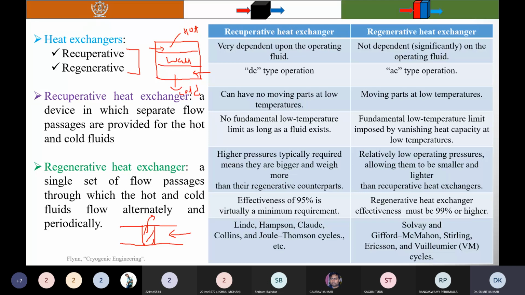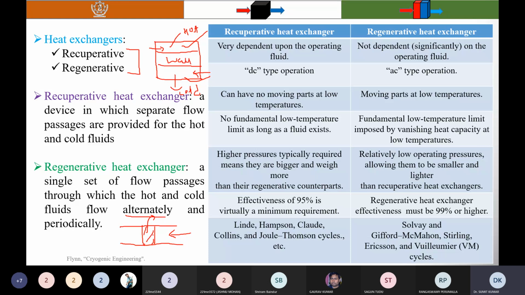Here you have two flow passages, one for the hot and one for the cold fluid, but here you have only a single set of flow passages through which hot and cold fluid flow alternately. When the hot fluid flows through this passage, it loses energy, and that energy is stored by the porous media. This is called the regenerative matrix. The energy is stored in this regenerative matrix.